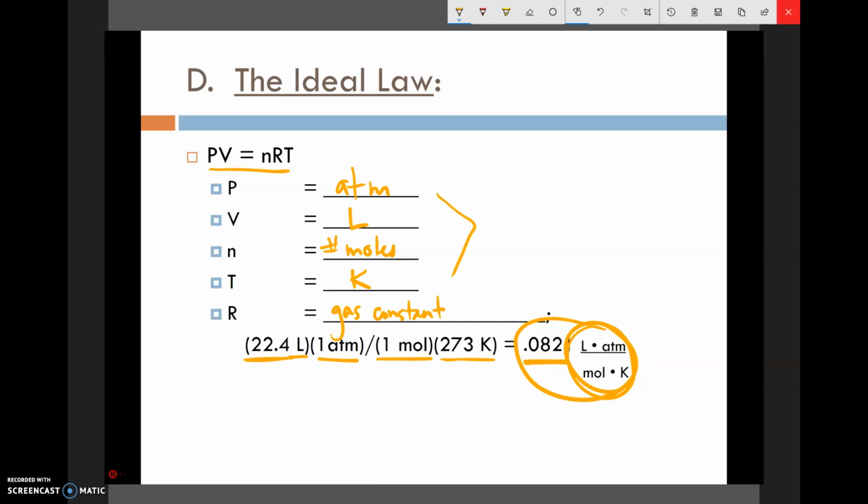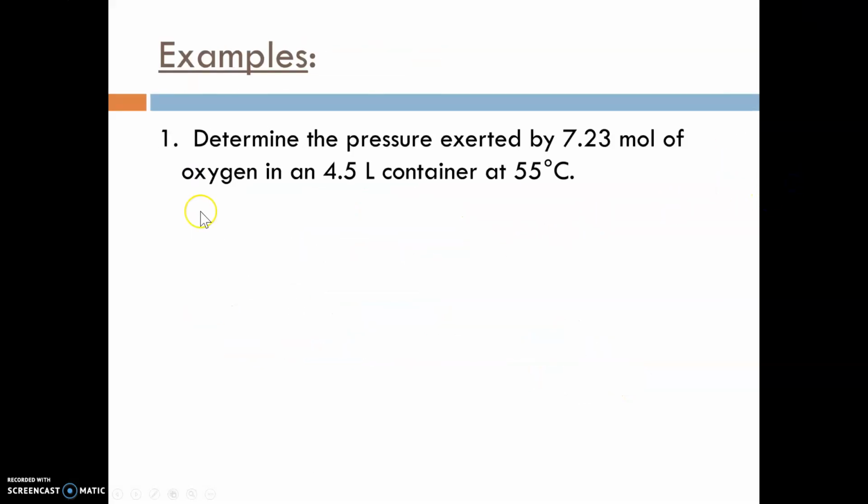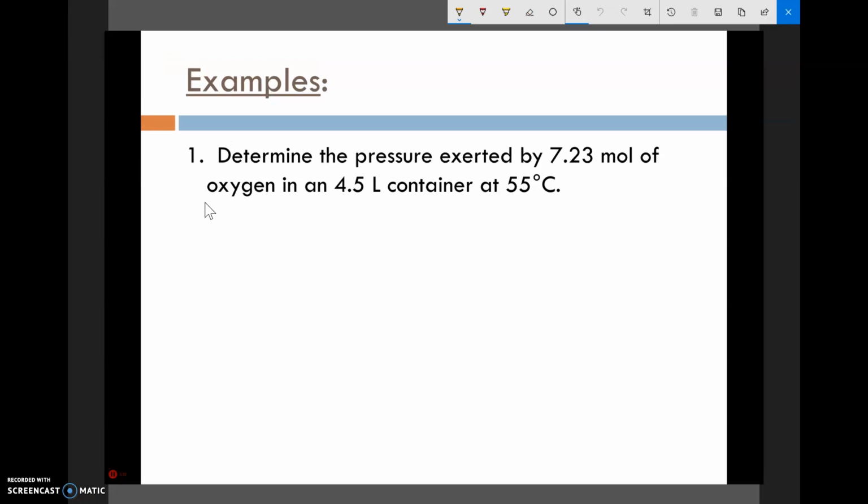Okay, let's go ahead and do a couple examples. Number 1: determine the pressure exerted by 7.23 moles of oxygen in a 4.5 liter container at 55 degrees Celsius. Of course, we need to determine the pressure. So these questions are going to look a lot different. You're going to have a variety of variables, and you're only going to have 4 variables instead of 5 because the R value is constant.